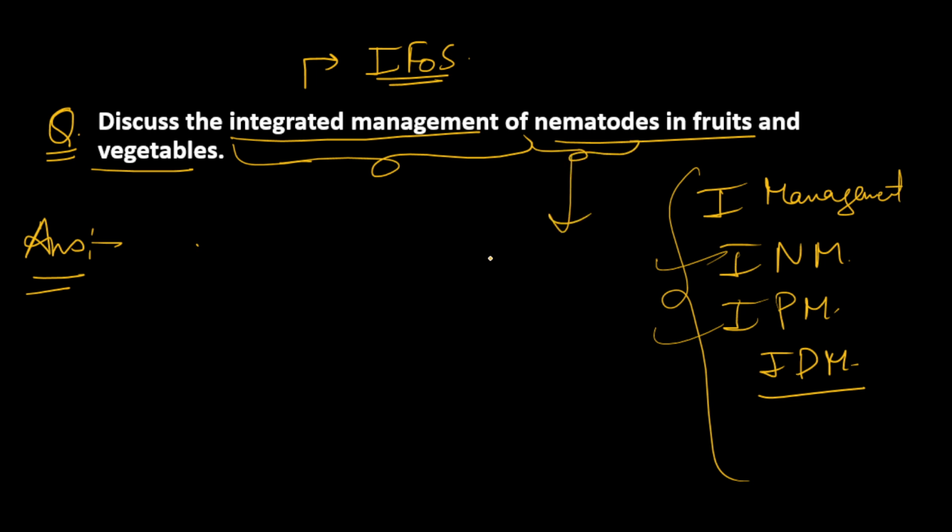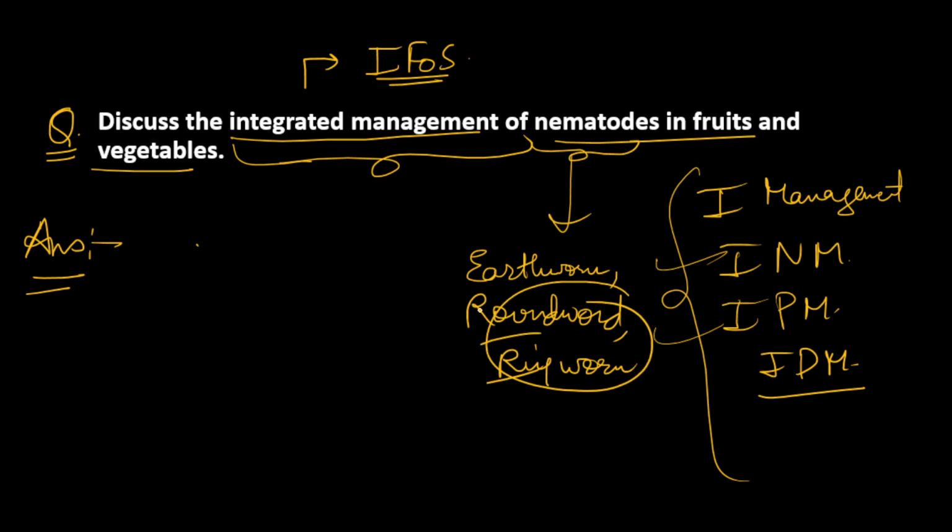What are nematodes? Such as earthworm, roundworm, ringworm. These all are the examples of nematodes. All the worms generally come in nematodes. Sometimes they also affect the plants, and generally they have been seen with great effect in fruits and vegetables. So you can give examples of some nematodes. Either you can define a bit of integrated management, or you can define a bit of nematodes in the introduction. But I will suggest go for integrated management.